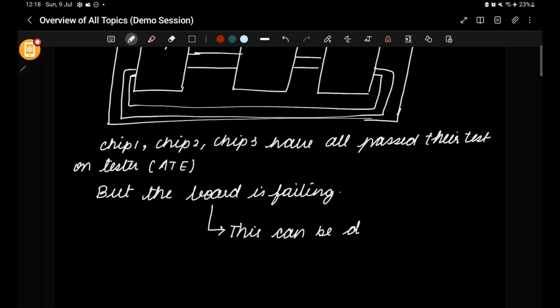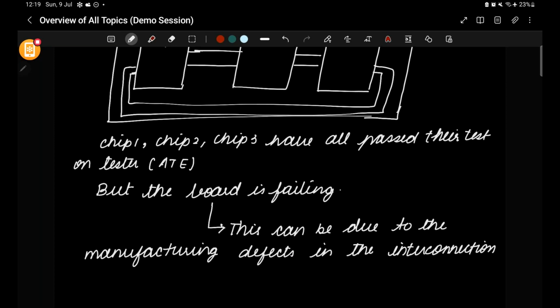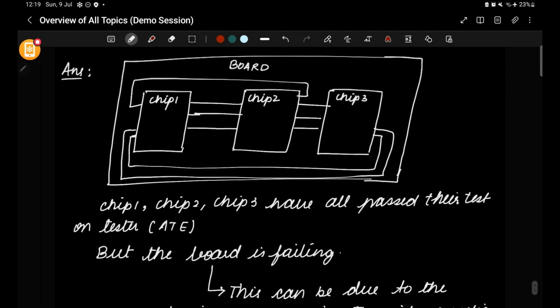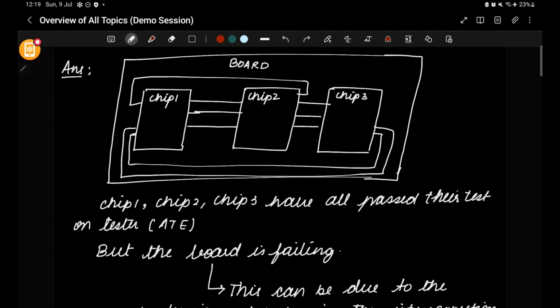This can be due to the manufacturing defects in the interconnection between the chips. So between two chips there are some interconnections, right? Because of the manufacturing defects in the interconnection between the two chips, this PCB board can fail.